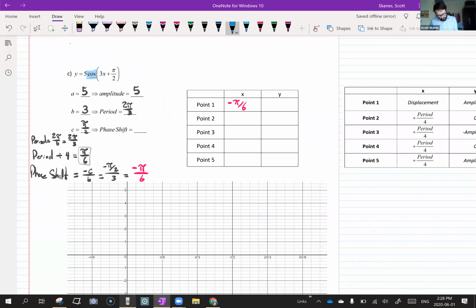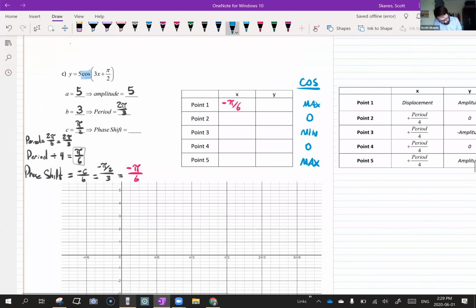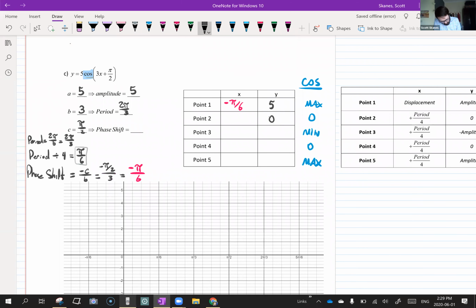Our rule for cosine, if you want your short way of doing it, says right here: amplitude, 0, negative amplitude, 0, amplitude. So it should be our maximum, 0, minimum, 0, maximum. Or in other words, positive A, 0, negative A, 0, positive A. So I'll write those in. 5, 0, negative 5, 0, 5.